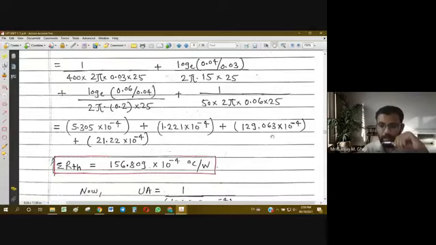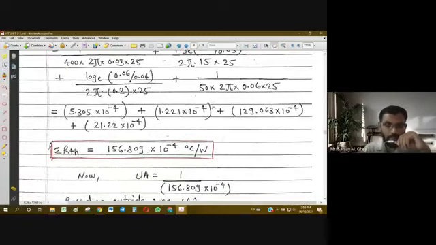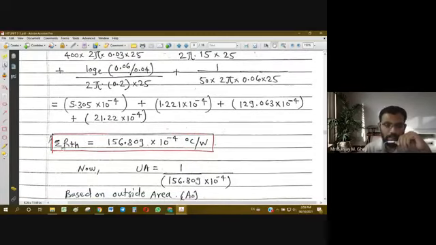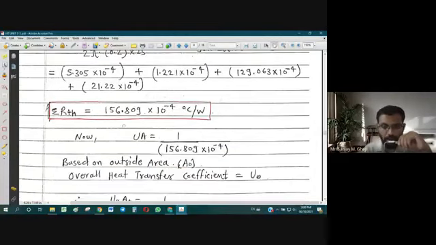Third term is 129.063 into 10 raised to minus 4. Last term is 21.22 into 10 raised to minus 4. So 10 raised to minus 4 is the common multiplier we have taken for all terms, so we have to add only these terms. So summation R thermal is obtained as 156.809 into 10 raised to minus 4 degrees Celsius per watt. This is the SI unit, degrees Celsius per watt or Kelvin per watt.